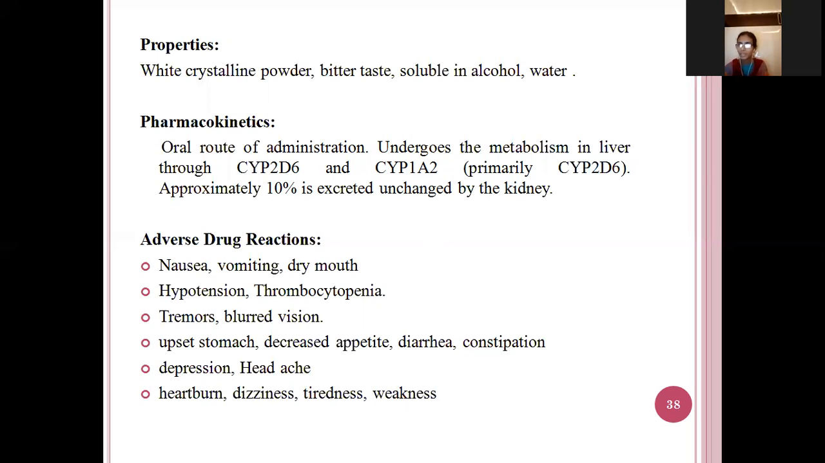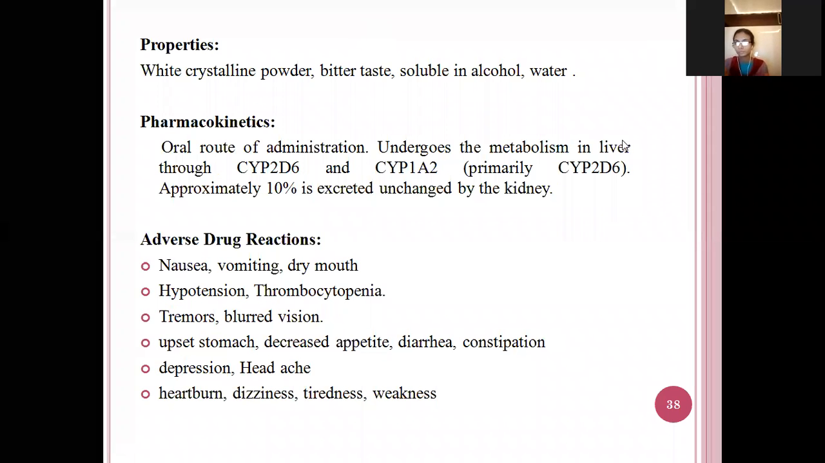Adverse drug reactions are nausea, vomiting, dry mouth, hypotension, meaning reduced blood pressure, and thrombocytopenia, meaning reduced platelet count in the blood. Also tremors, blurred vision, decreased appetite, meaning decreased feeling of hunger, stomach upset, diarrhea, constipation, depression, headache, dizziness, tiredness, weakness, and heartburn.